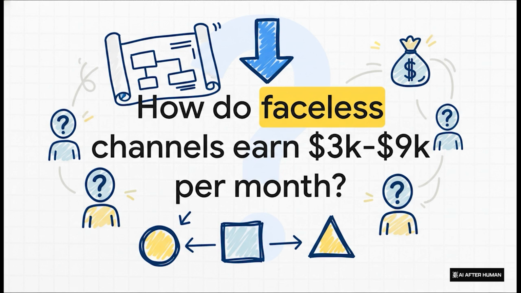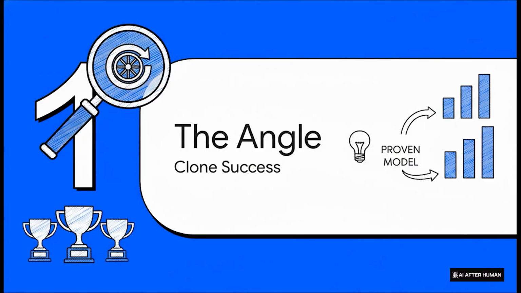Well, the blueprint lays out a method that is surprisingly simple and super specific. So it all starts with the angle. And the angle isn't about reinventing the wheel. Not at all. The goal is actually to perfect a model that's already proven to work. The core idea is simple: clone success.